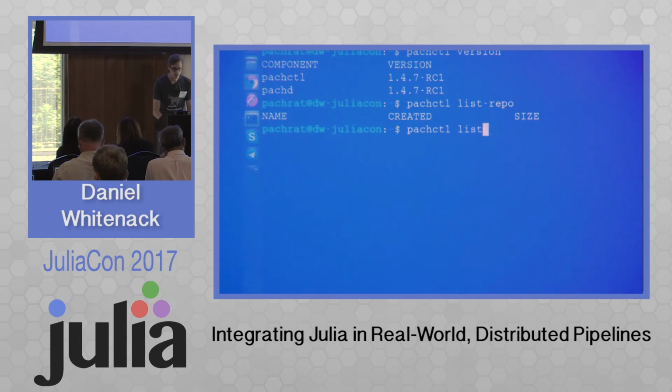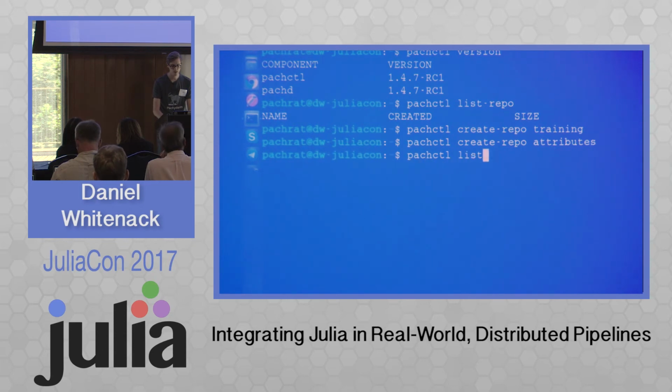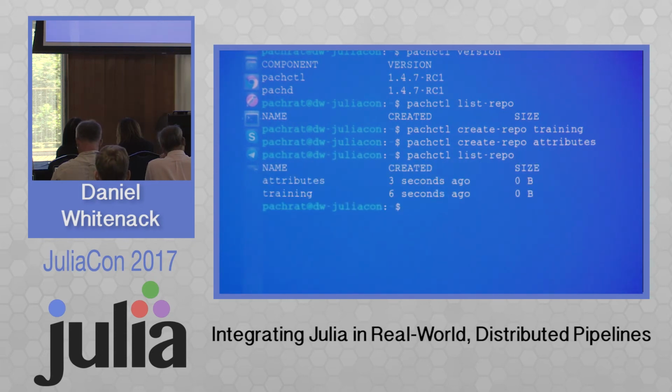To create those input ones, we can just do create repo training, and then create repo attributes. Then if you run list repo again, you'll see that now we have two data repositories with nothing in them, created a couple of seconds ago. We have this versioned collection of data called training and one called attributes. Does that work for everybody? Yeah? Okay, so that's not that exciting. If you're interested in what's under the hood, basically we just made a record that says I have these versioned collections of data. We haven't really done anything yet.